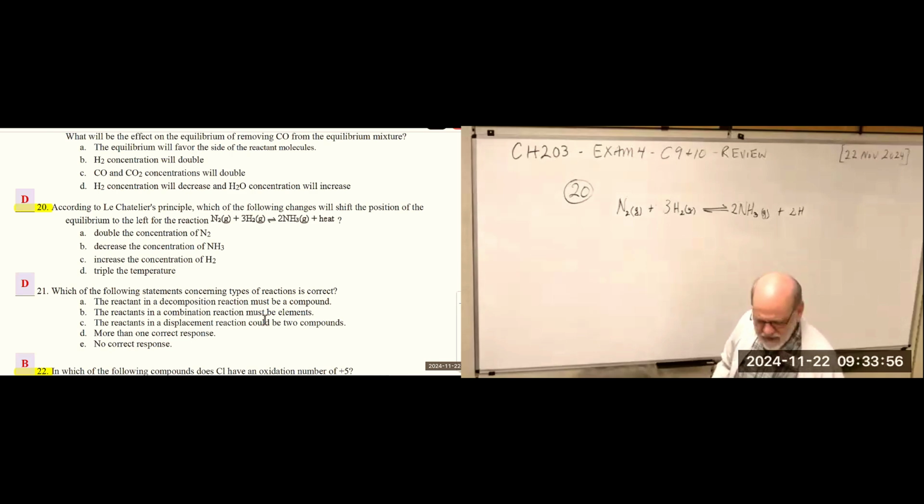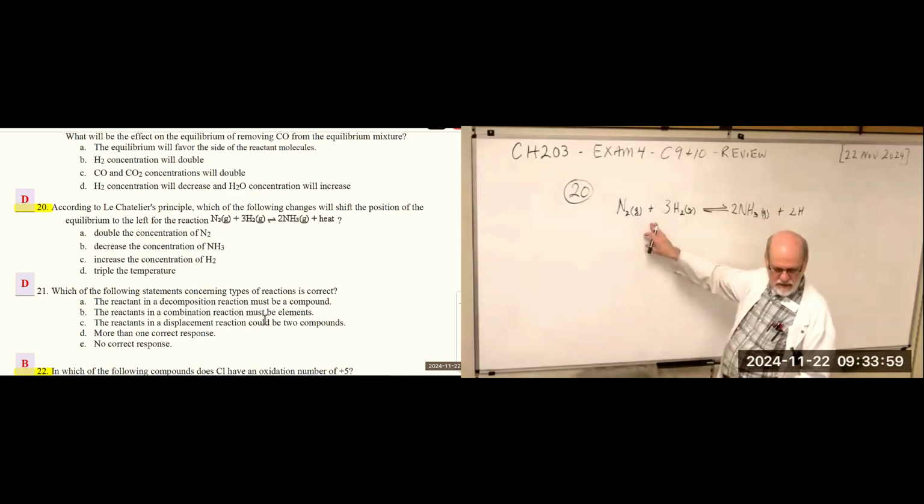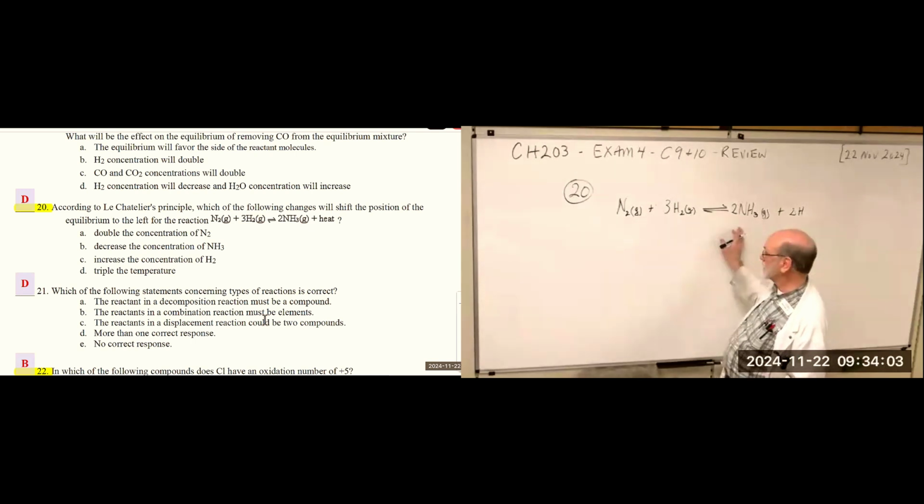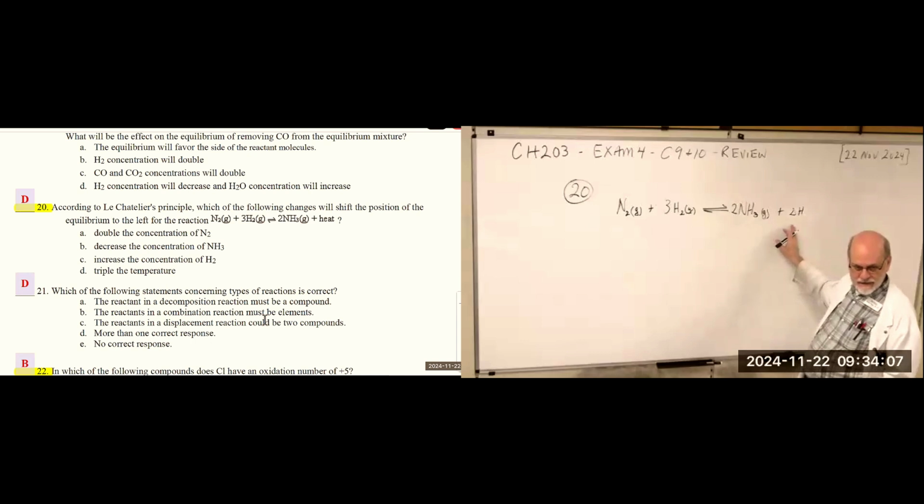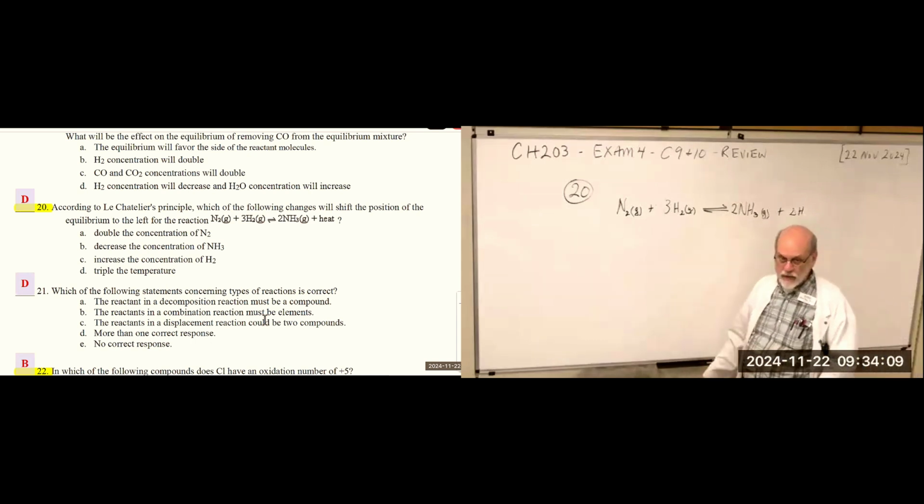So A says double the concentration. Nope. Decrease ammonia. Nope. Increase hydrogen. Nope. Triple the temperature. Oh, yeah. Increase the temperature. You go that way.